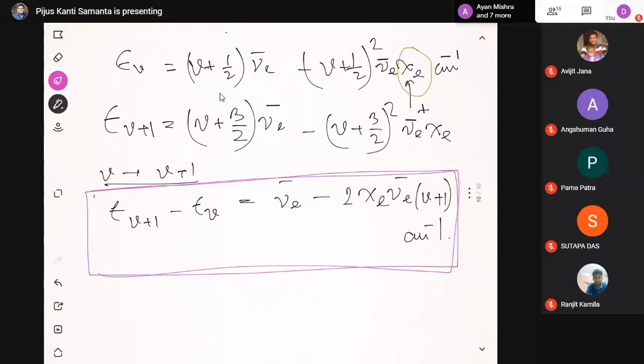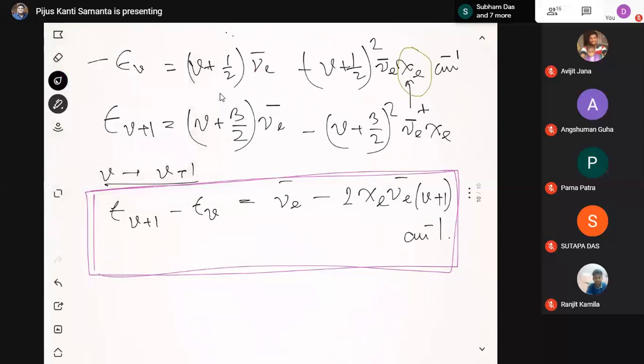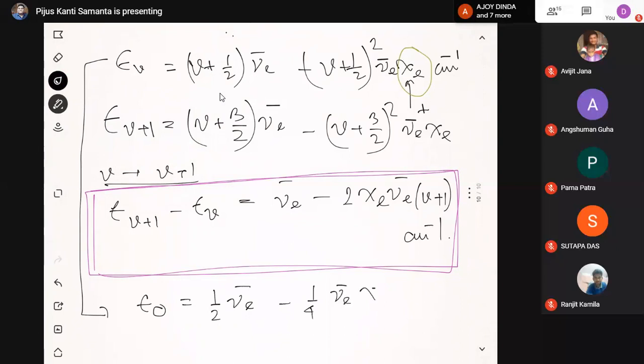And if we calculate the exact zero point energy from this equation, we put v equal to 0. So how much will the zero point energy be? If we put v equal to 0 over here, this will be half mu bar minus 1/4 mu bar xe. So if we take a half common, it is 1 minus half xe.